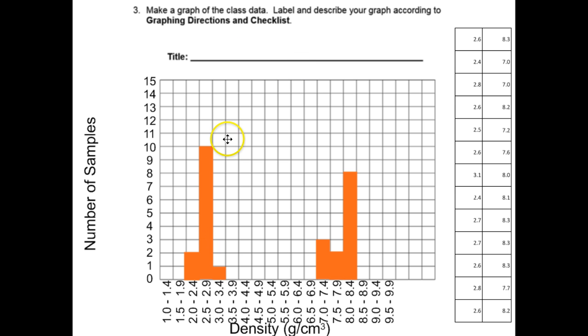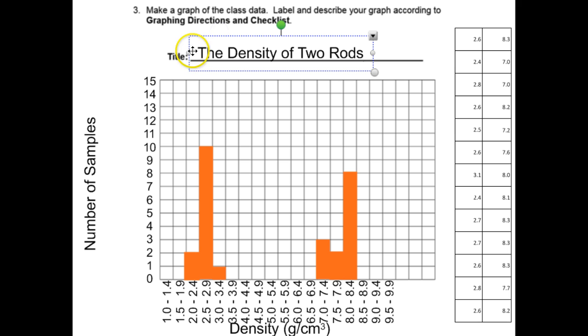And the last thing I need to do is to make a title. So the title is the density of 2 rods. Now you may be thinking, wait a minute, that doesn't match our typical title, because our typical titles are the effect of the IV on the DV. But because we are only comparing densities to densities to densities, we don't have an IV and DV. So that's why this gets that kind of title. Histograms get a very generic title.